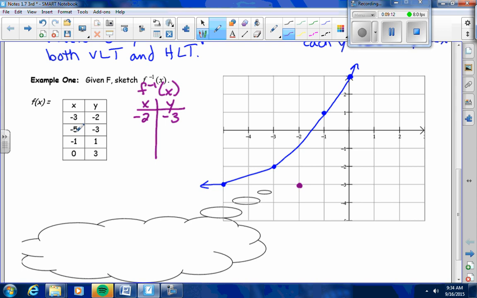Then the next point was -5, -3. So on the inverse graph, what would it become? -3, -5. Let's plot that point. Then we have the point -1, 1. On the inverse graph, that would be 1, -1. And then the final point, the original graph was 0, 3. So on the inverse graph, it is 3, 0. So we can now see the curve there. So let's draw it in.